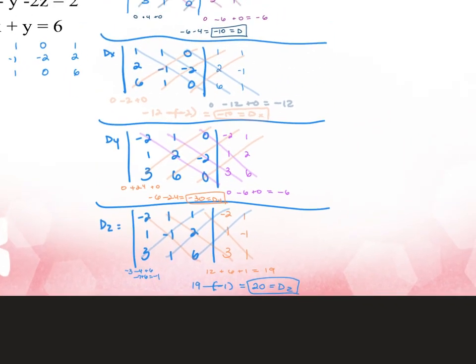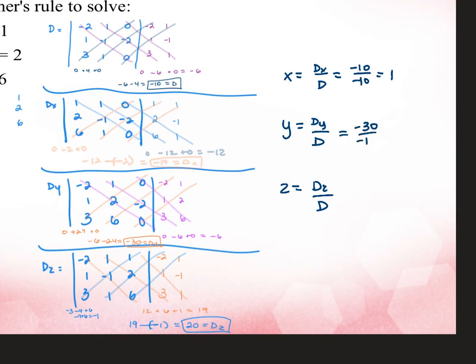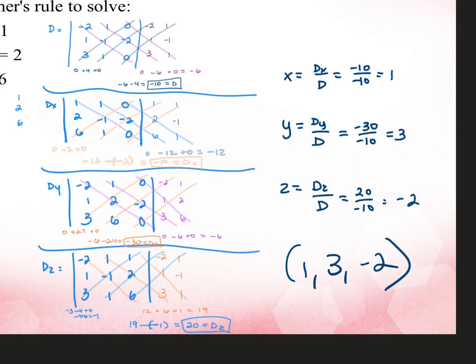So now x is d sub x over d, y is d sub y over d, and z is d sub z over d. So d sub x is negative 10, d is negative 10, that becomes 1. D sub y is negative 30 over negative 10, that becomes 3. And d sub z is 20 over negative 10, that's negative 2. And your answer, coordinate point form, 1, 3, negative 2.